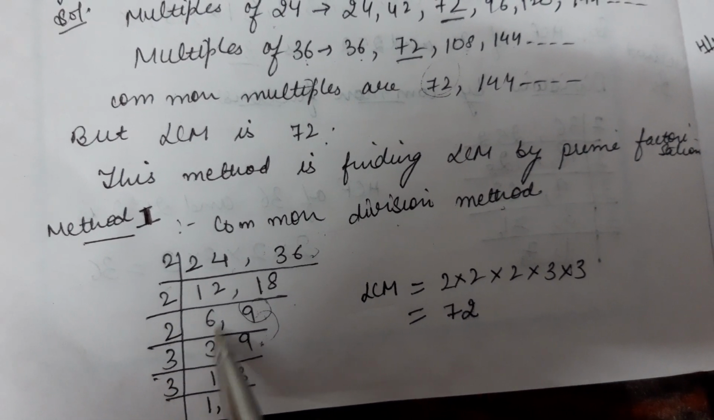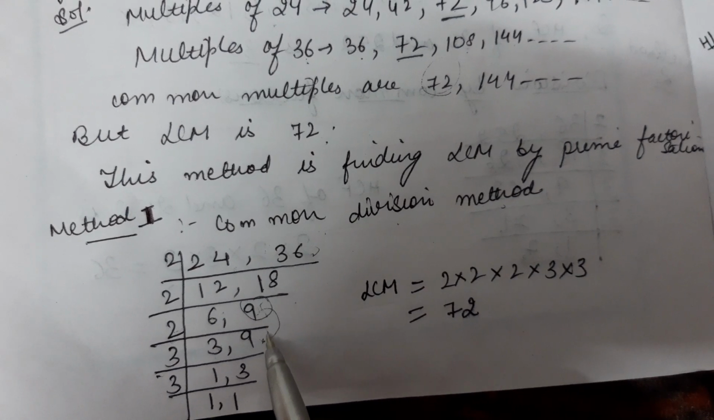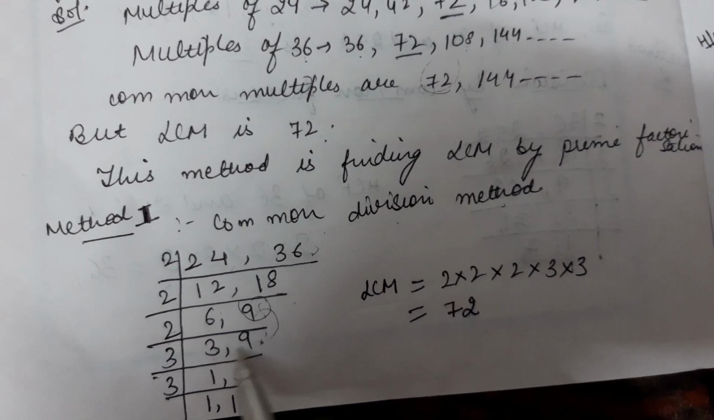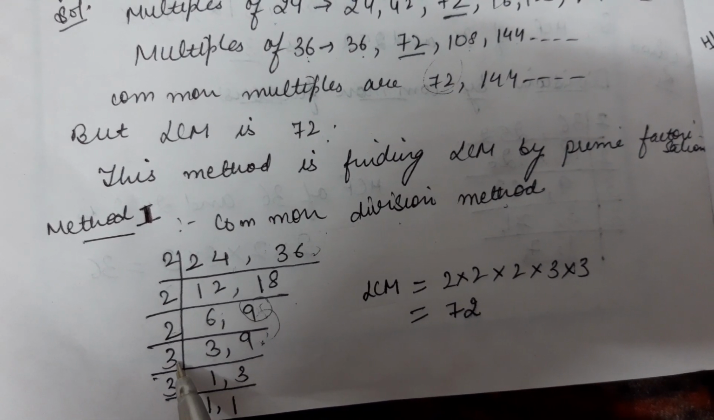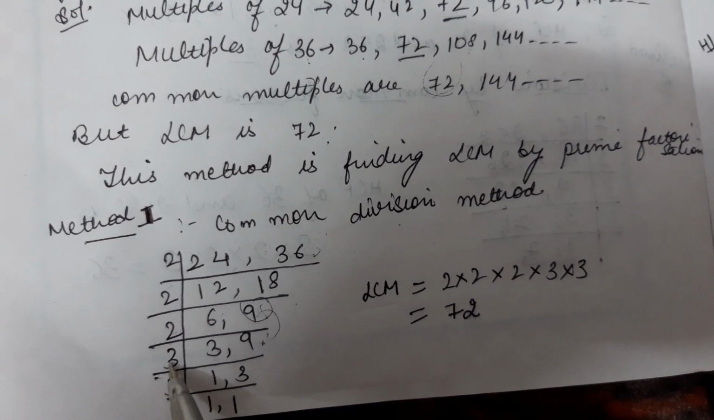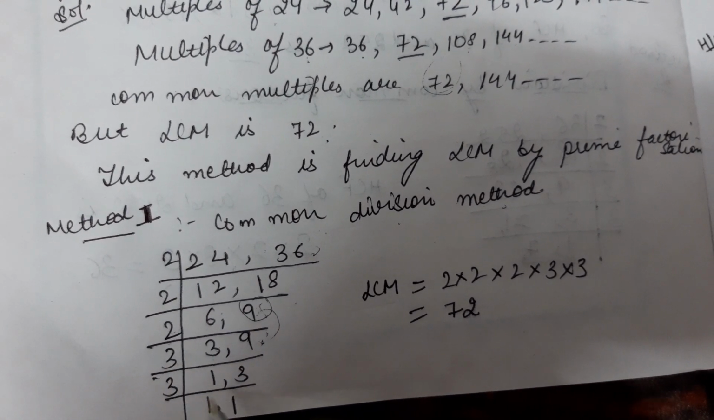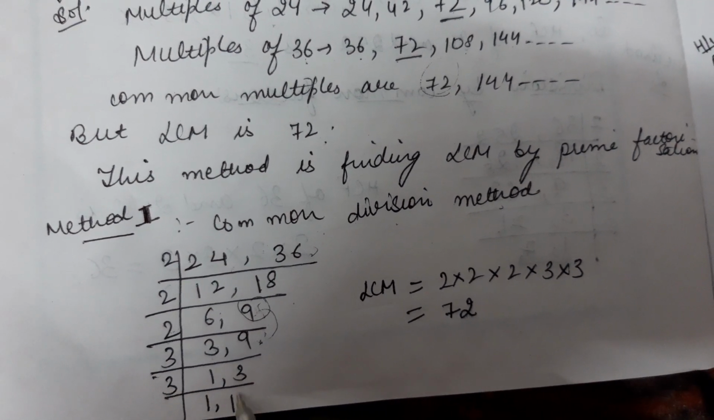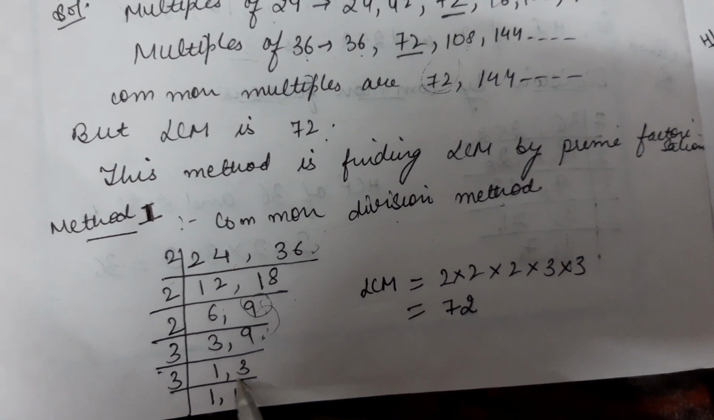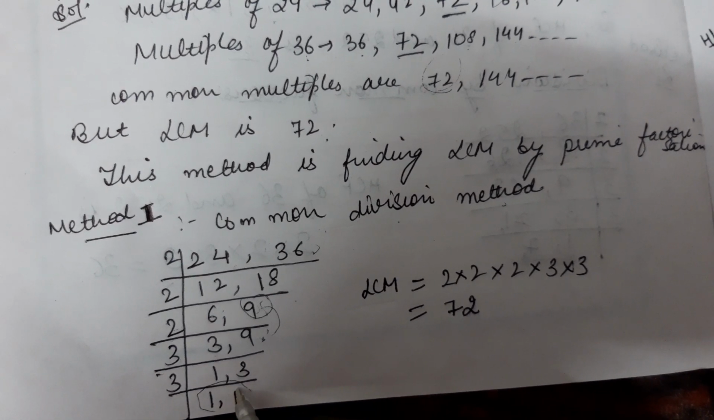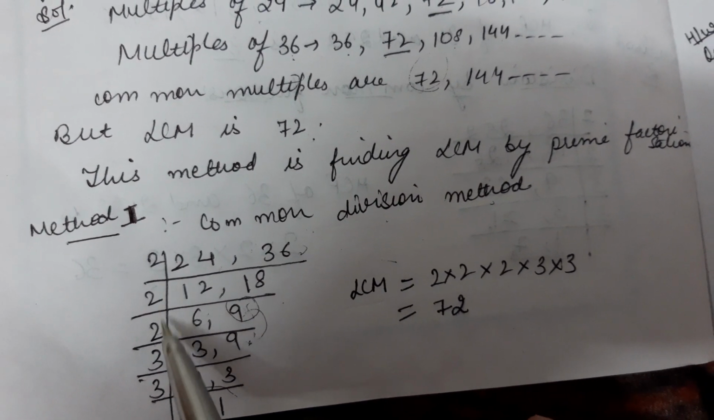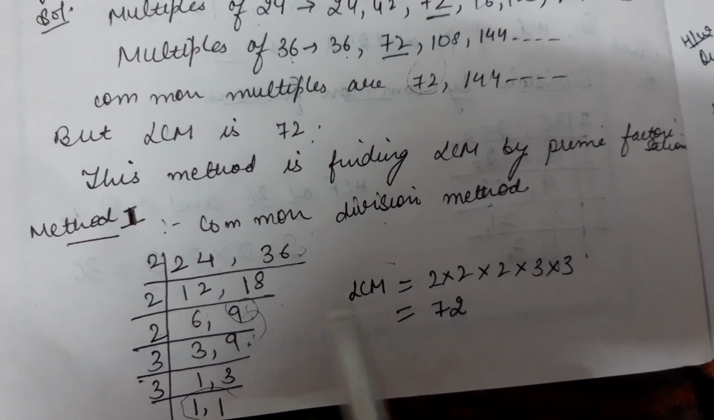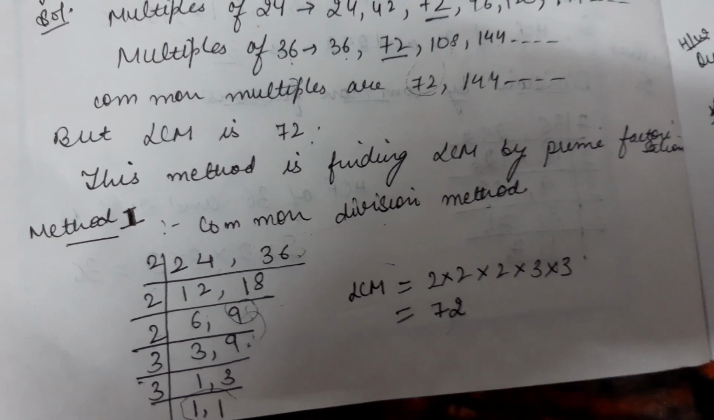Now again 2 3s are 6 and 9 will be written as it is. Now 2 doesn't divide any of these two numbers, but we can shift to 3. So 3 1s are 3, 3 3s are 9. Then again 3 1s are 3, this 1 will be written as it is, then 3 1s are 3. In LCM we continue till we get 1 and 1 here. So LCM is 2 into 2 into 2 into 3 into 3. So the answer is 72.